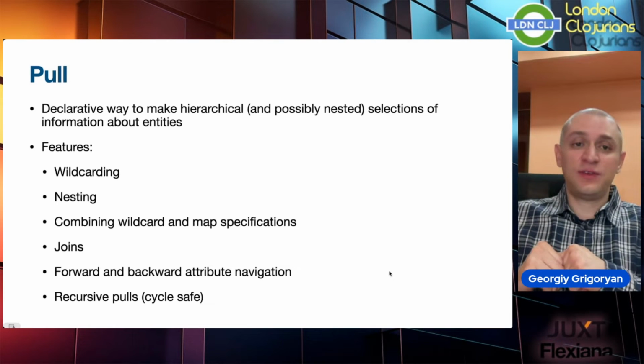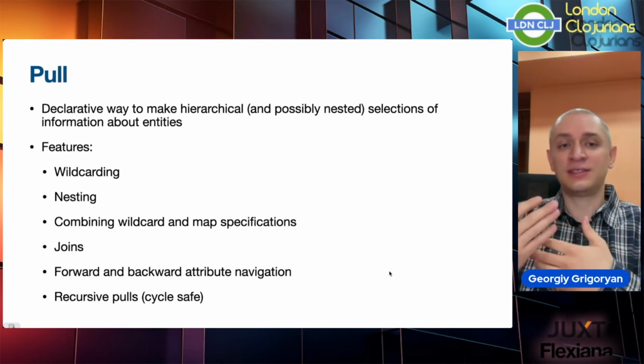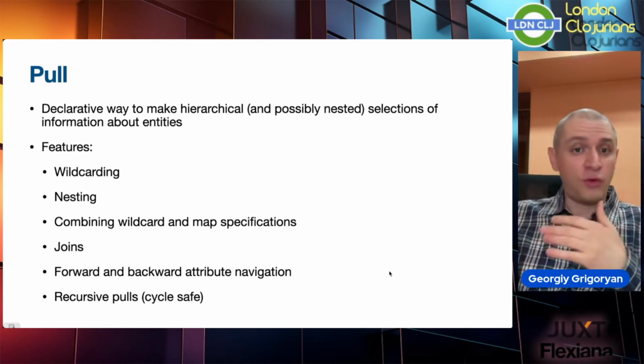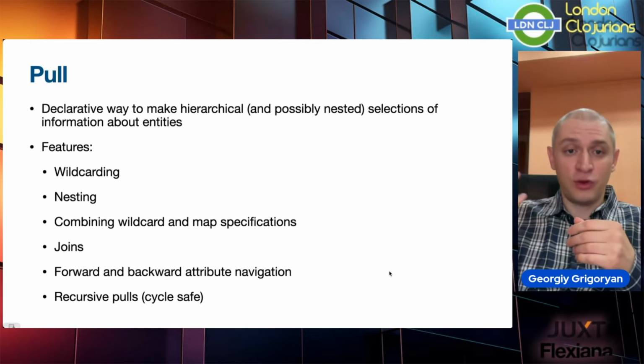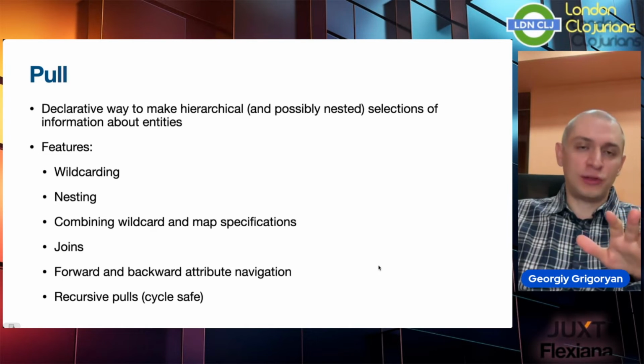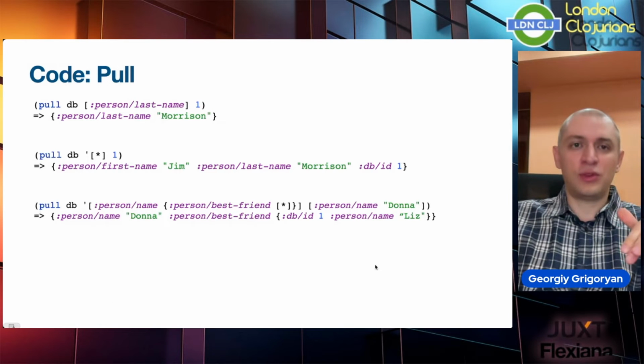As far as features, it supports many of the features you are familiar with if you know Datomic: wildcarding, nesting, combining wildcard and map specs, joins, forward-backward attribute navigations, and recursive pulls that are cycle safe. And this is just what it looks like. Again, we don't have to go through it in detail.